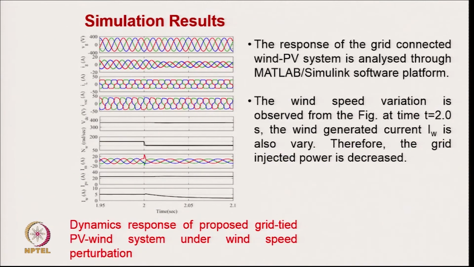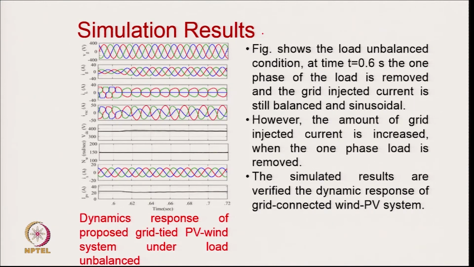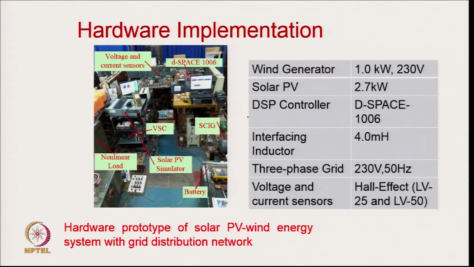These are the typical results when the wind speed is changing, showing the grid voltage and grid current. The grid current reduces when wind generation is less, but the load is not affected. This is the dynamic response under a solar intensity change. When solar generation changes, the grid current is also reduced, and the load current and load voltage are not affected. Similarly for load unbalance: when one phase of the load is removed, the grid current increases slightly, but it still remains balanced and at unity power factor. The compensator takes care of this compensation.